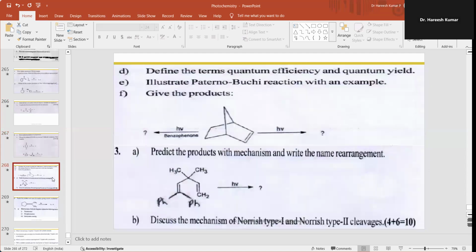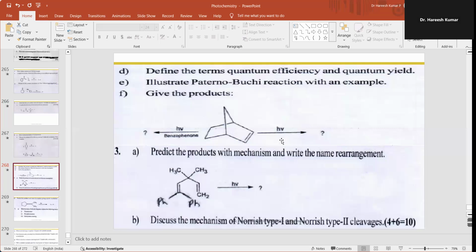I will go to the next slide. In the next slide, quantum efficiency and quantum yield. So quantum efficiency means the ratio of photons used in the formation of product. If the product is formed stoichiometrically with the light, then it is called quantum efficiency. And the Paterno-Büchi reaction. Okay, the reaction of a carbonyl compound with an olefin with the formation of oxetane is called the Paterno-Büchi reaction.